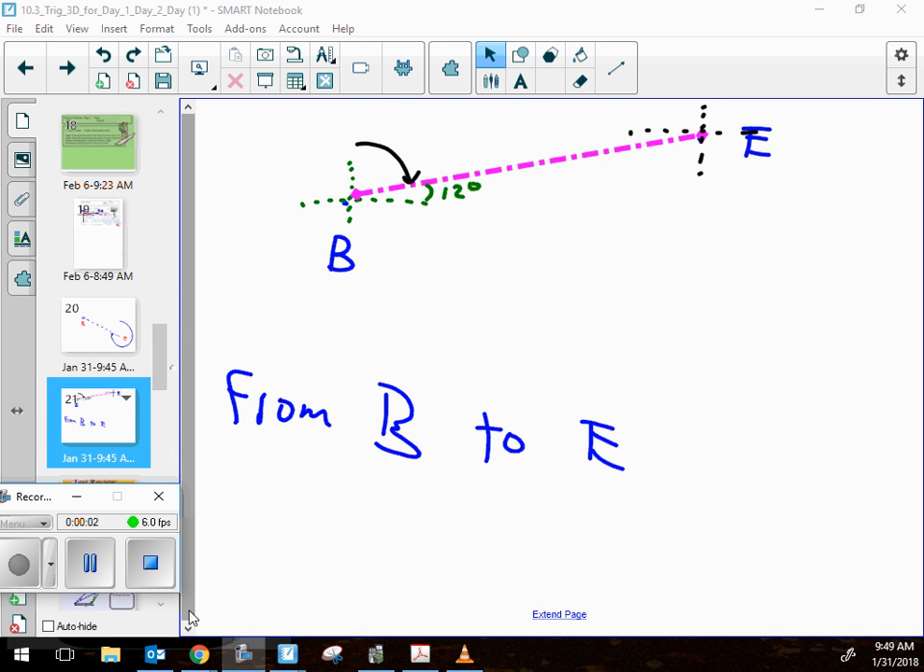Okay, today is our first day of review for our word problem trig test that's coming up a couple days from now. Specifically, we have a day of review today, we have a day of review tomorrow, and then the test is the next day. All right, so to start with, if we wanted to go from B to E, what would be the bearing to go from B to E?